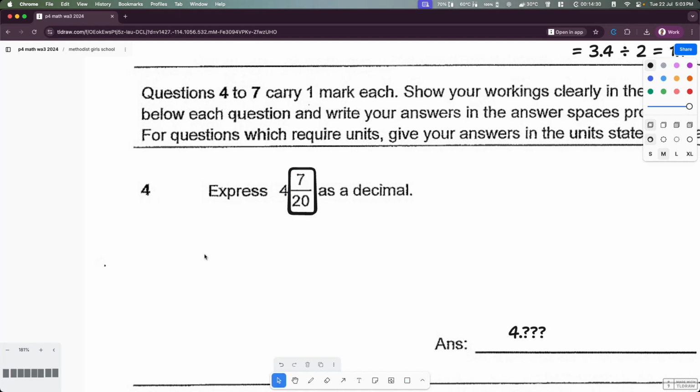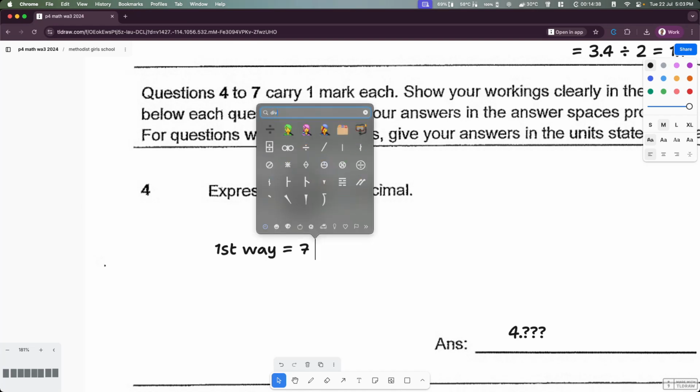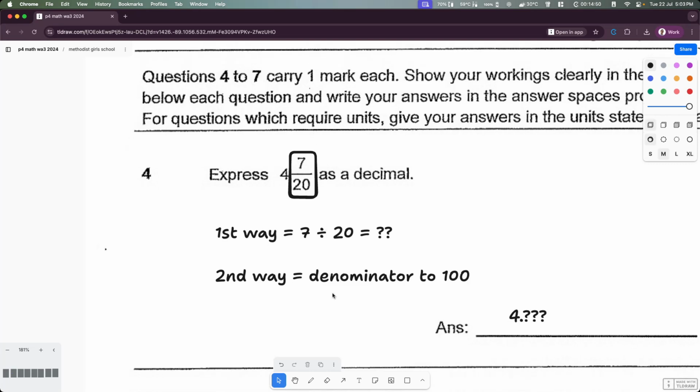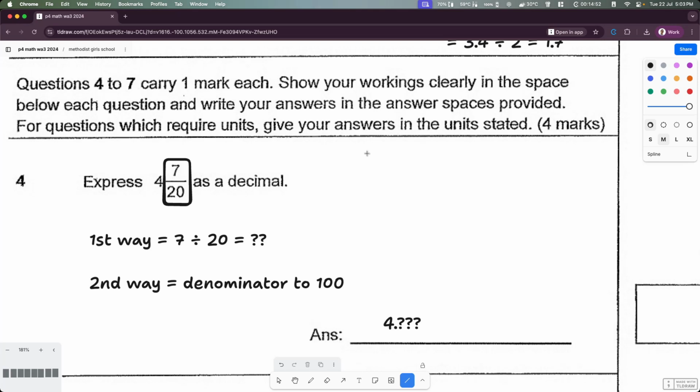There are two ways to do this. The first way is to have 7 divided by 20. Nothing wrong with that, so you can do the workings. But the second way, which I always recommend, is to make the denominator 100. So I'm going to do the second way, which is to have 7 out of 20.